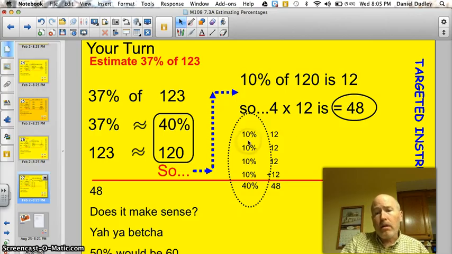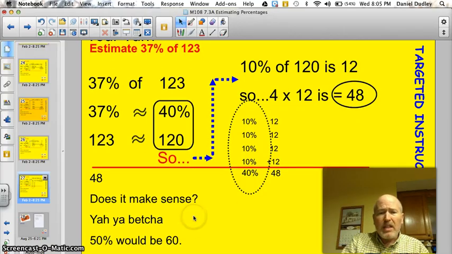Well, look what I did here. 10% is 12, 10% is 12, 10% is 12, 10% is 12, for a total of 40% being 48. You don't always have to do all of that labor. Sometimes you can just say, hey, 10% of 120 is 12, 4 times 12 is 48, and that would be 40% of the number. All right? Once again, does it make sense? Oh yeah, you betcha. 50% would be 60. 40%, 48. Answer makes sense.